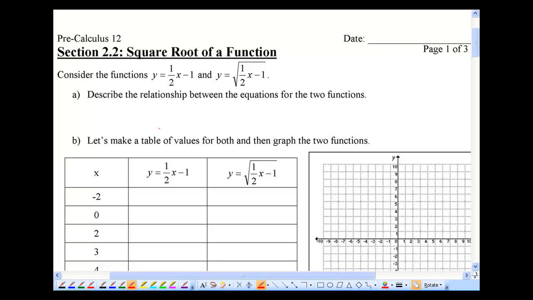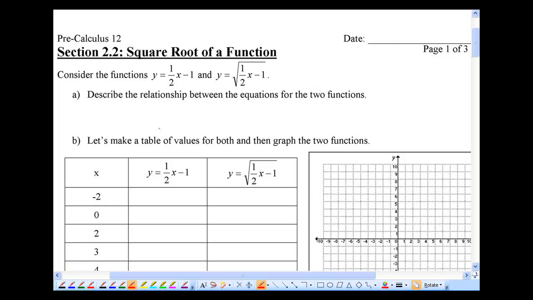Section 2.2 is what's here. We've got the square root of a function as our title for this section. And what we're going to do here is take a look at functions, and then apply the square root to the entire function and see how the graphs change.